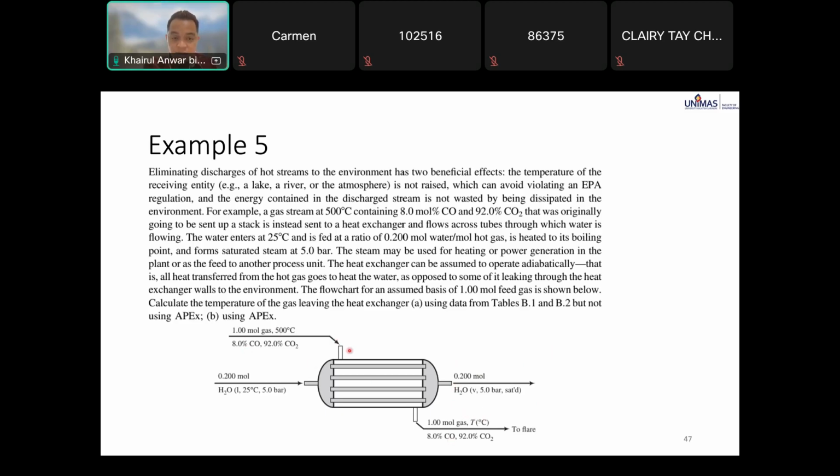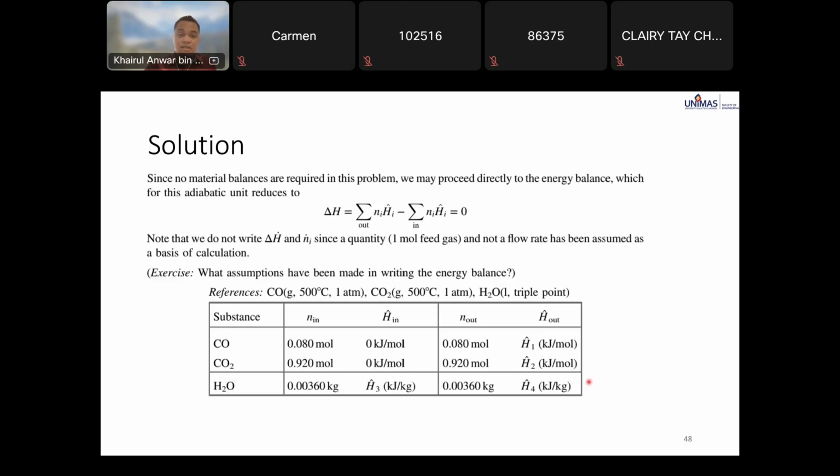Inlet is 500 degrees C. Outlet is T. The same thing. Do the material balance, if any, since it's not required in this question. So no need.